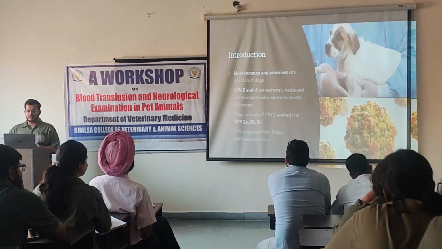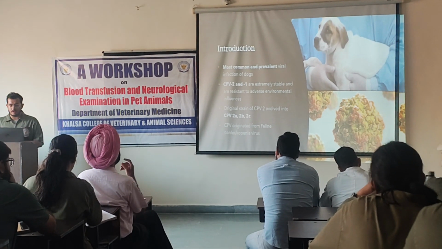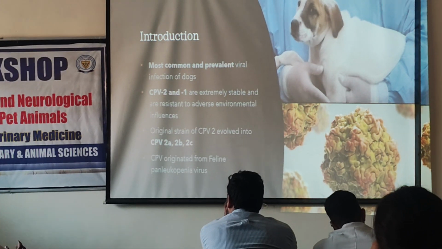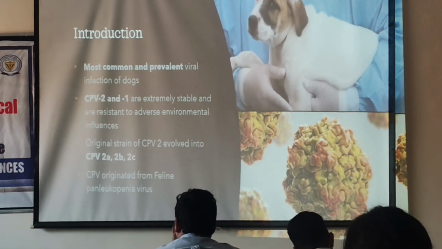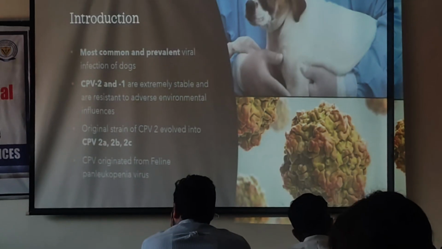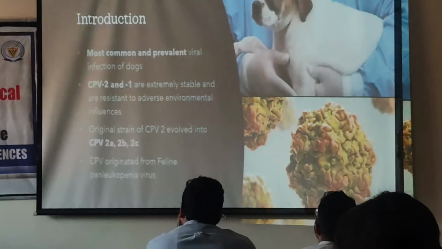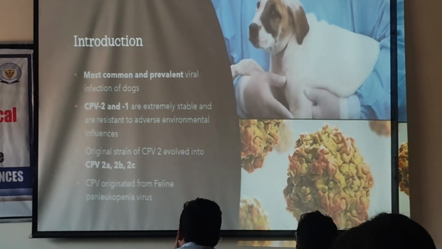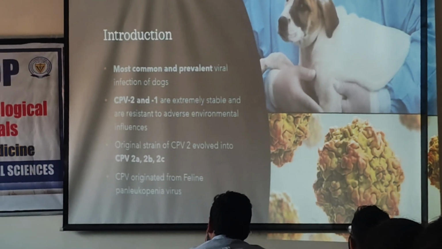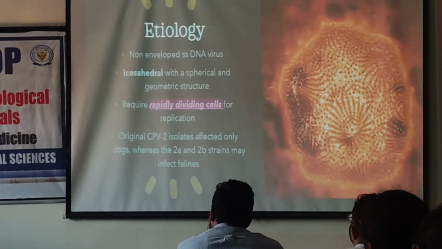As we all know, Parvovirus is the most common and prevalent viral infection in dogs. It is commonly found in two strains, CPV1 and CPV2, which are extremely stable and resistant to adverse environmental influences. Originally, strain CPV2 evolved into CPV2a, 2b, and 2c.